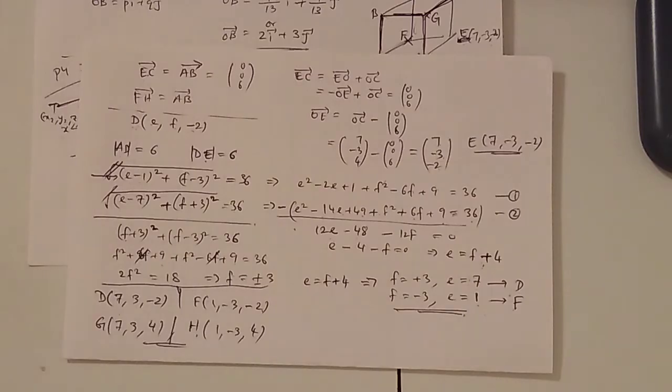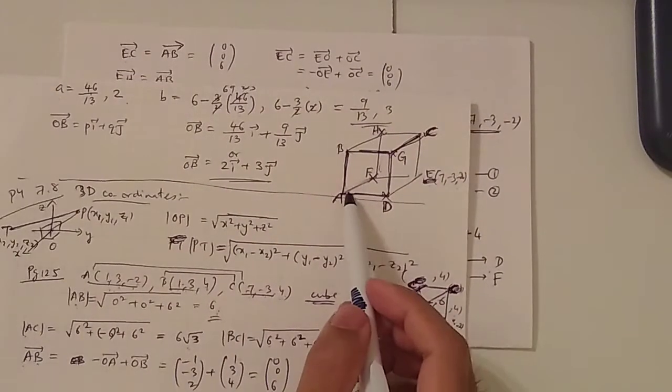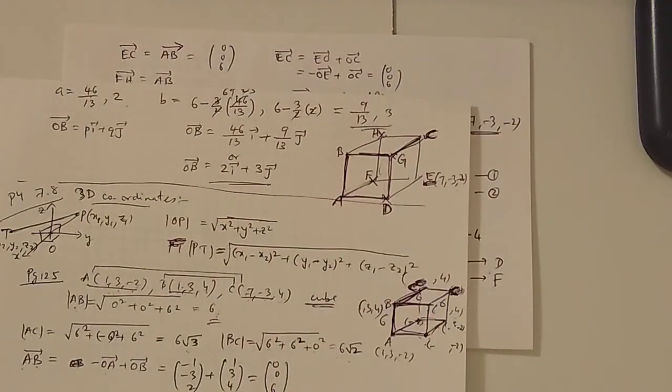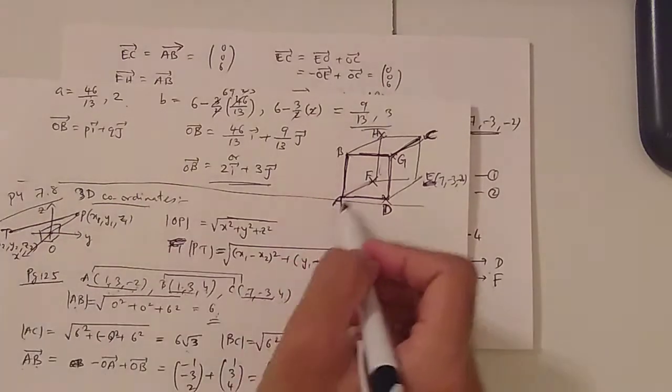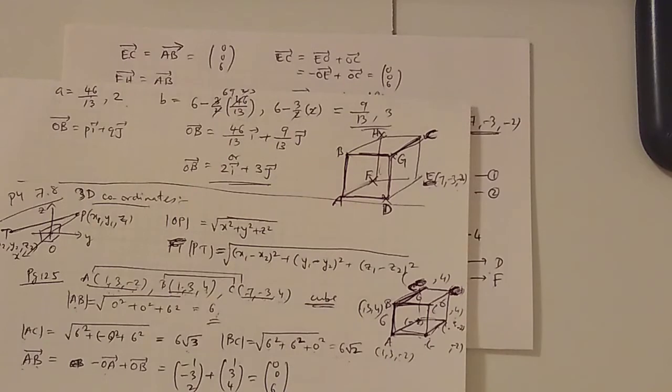Okay, so we have an ant in this example. We have an ant that moves from A to C along the surface of the cube, and you need to find out the shortest possible route that the ant can take. Okay, the shortest possible route the ant can take.